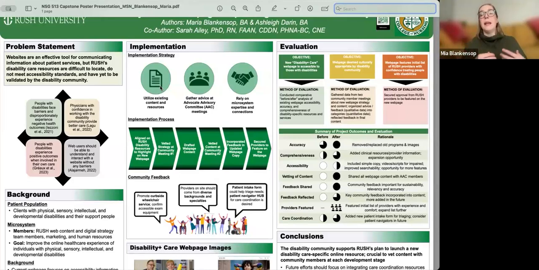Our goal was to make healthcare access easier for people with disabilities by developing a very user-friendly, comprehensive page that would cross-link with our accessibility resources and services page. It now includes vetted content, very useful clinical resources, and a list of providers specializing in disability care. So our goal was to create this new Disability Plus Care page.